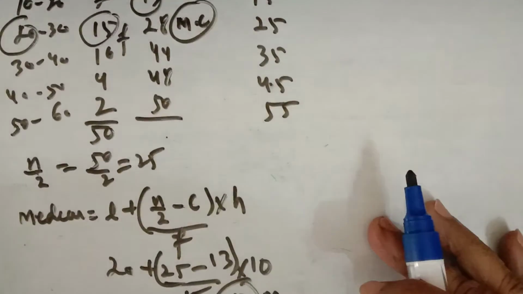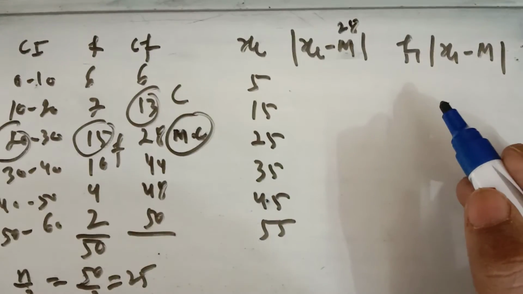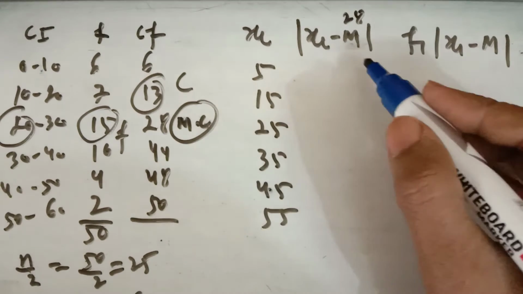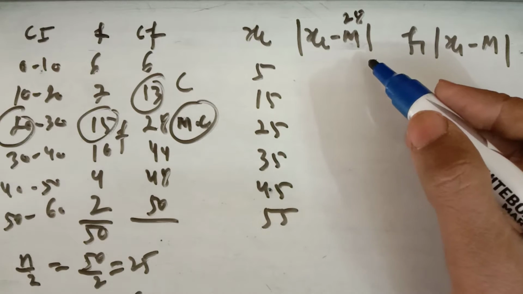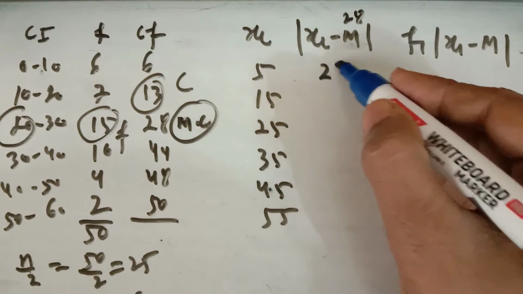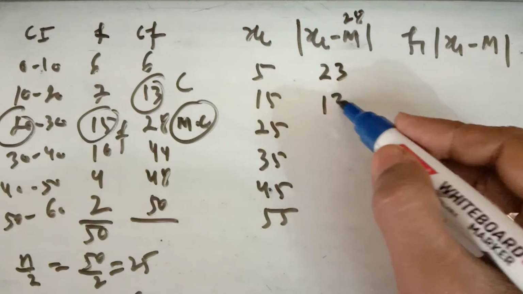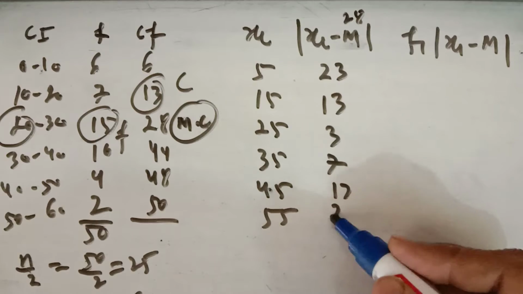Median we have just found. It is equal to how much? 28. So your median is 28. So 5 minus 28 will be equal to minus 23, and the mod of minus 23 will be 23. Plus 23 because it is a modulus. Then it will be 13, then 3, 7, 17, and 27.